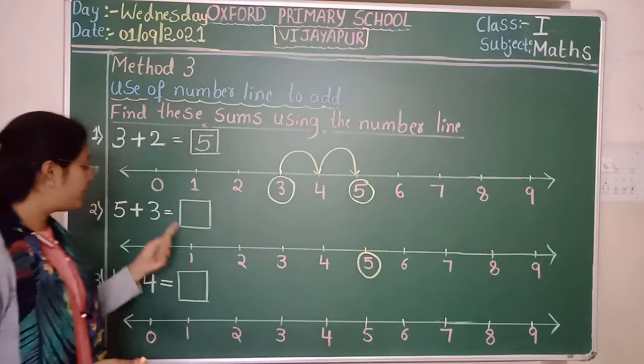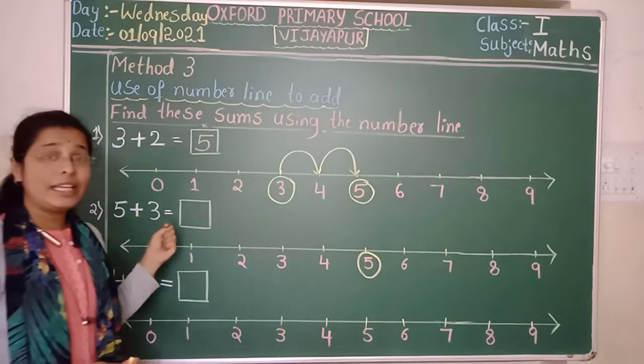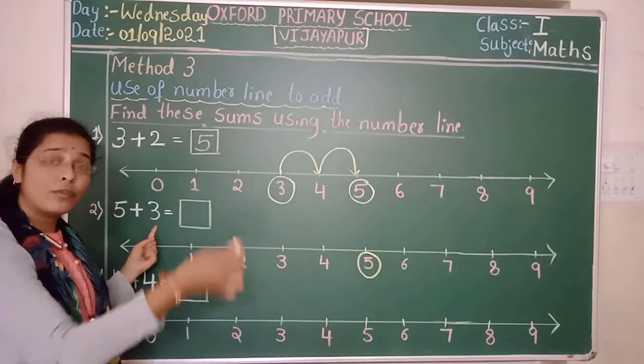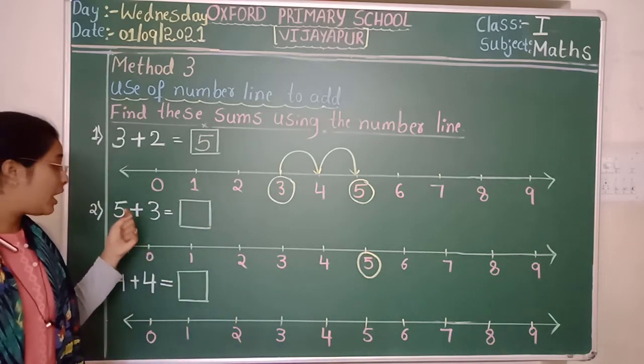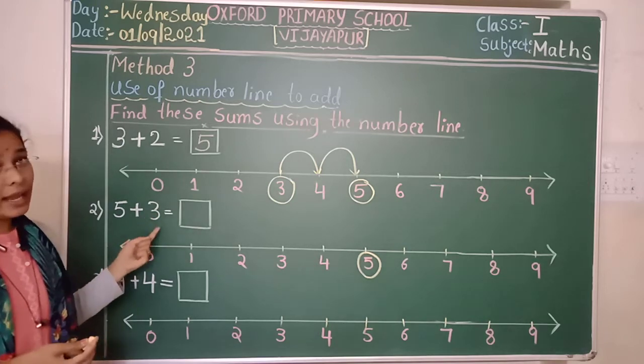Okay. Then what we have to do? We have to take how many jumps here? We have to take 3 jumps. By seeing the second addend, we have to count for how many times? 3 times. If other than 3, say 5 or 6 we are having, we have to count for 5 times.